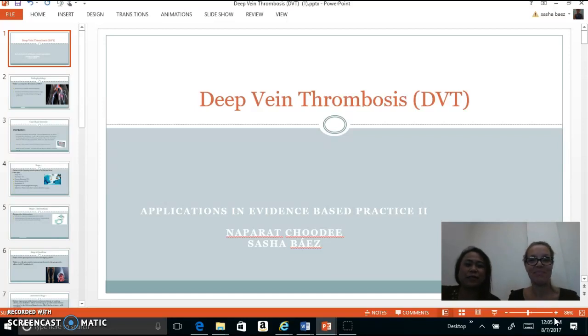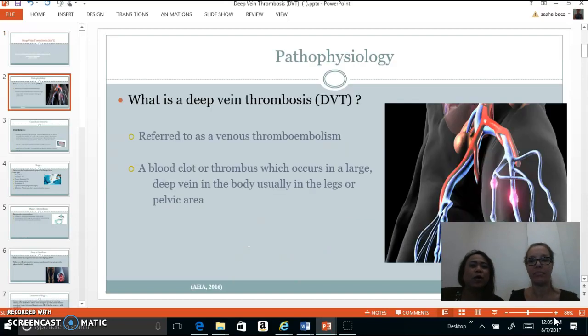We are going to talk about deep vein thrombosis, or DVT. What is deep vein thrombosis? Deep vein thrombosis, or DVT, is referred to as a venous thromboembolism. It is a blood clot, or thrombus, which occurs in the large deep veins in the body, usually in the legs or pelvic area.